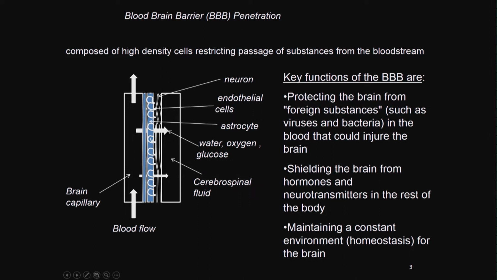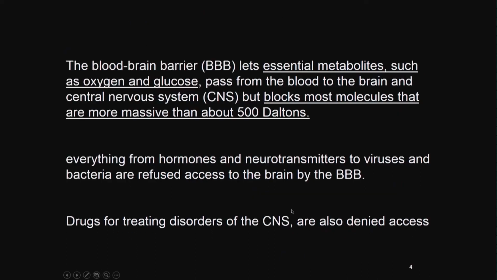It prevents large molecules from passing through. It shields the brain from hormones and neurotransmitters, maintaining a constant environment. This is called homeostasis, constant environment. So it allows essential metabolites, oxygen and glucose, but blocks most molecules that are bigger, 500 Daltons or more actually, like hormones, neurotransmitters. Viruses and bacteria are prevented from getting through.